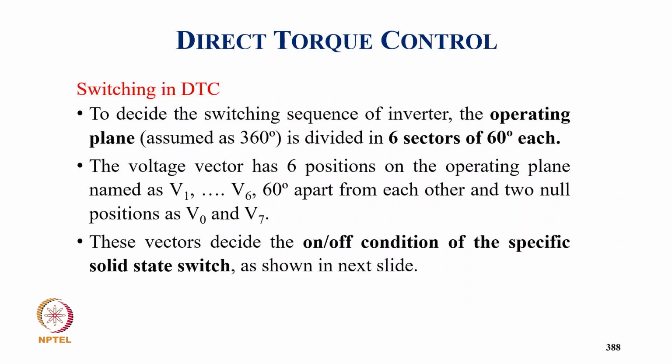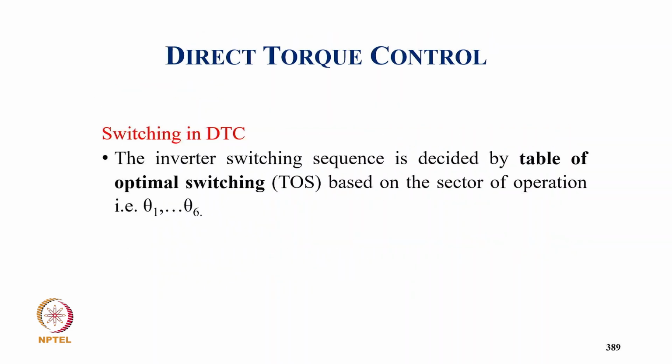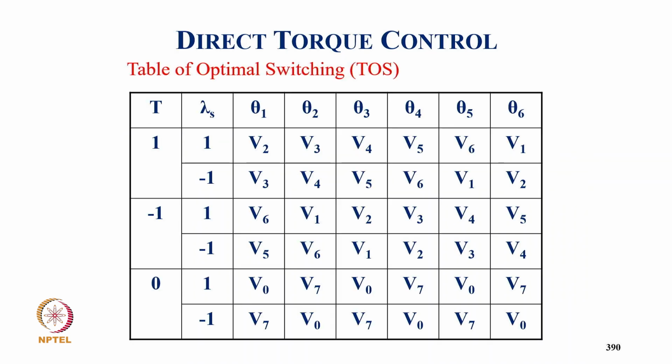So for switching in DDC, to set the switching sequence of the inverter, the operating plane is assumed as 360 degrees divided into 6 sectors of 60 degrees, and the voltage vector has 6 positions in the operating plane named V1 to V6, 60 degrees apart from each other, and 2 null positions V0 and V7. These vectors decide the on-off condition of the specific solid state switches as shown in the next slide. So the inverter switching sequence is decided by the table of optimal switching based on the operation sector theta 1 to theta 6, and this is the table of optimal switching.